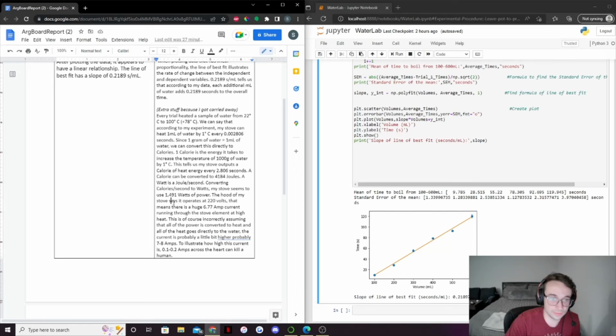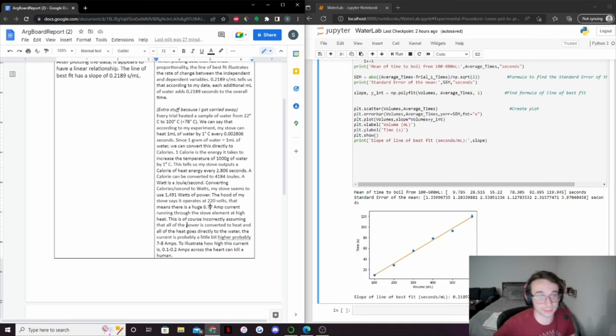The hood of my stove says it operates at 220 volts, and that means that there's a huge 6.77 amp current because power equals volts times amps. So I did this divided by that is 6.77. 6.77 amps running through the stove element at this high heat.